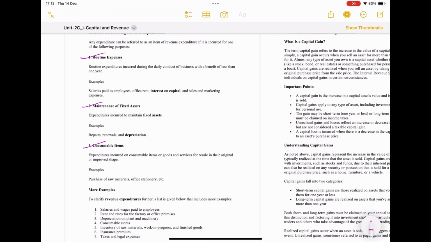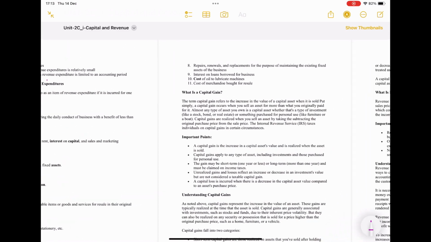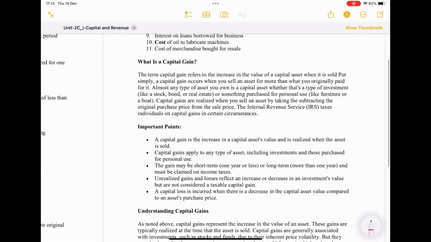So these are the three rules, or three things, we are going to identify. Whether the statement belongs to any one of these, we are going to identify those expenses as revenue expenditures. Revenue expenditures will be reflected in the P&L account. Got it? So these are the things.